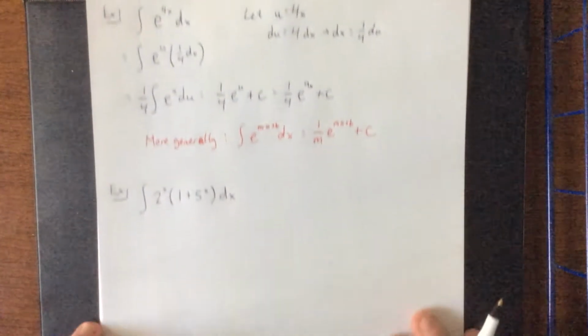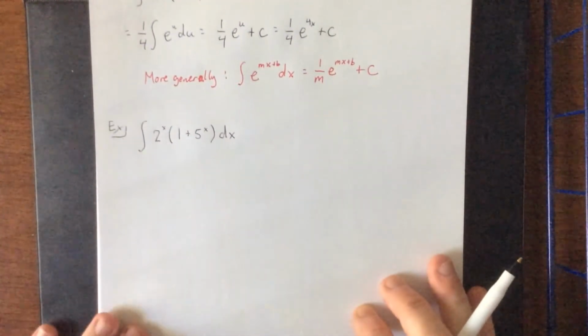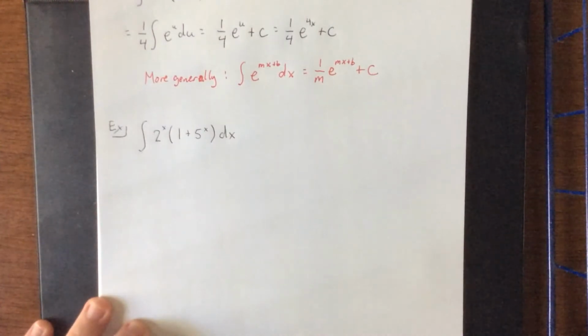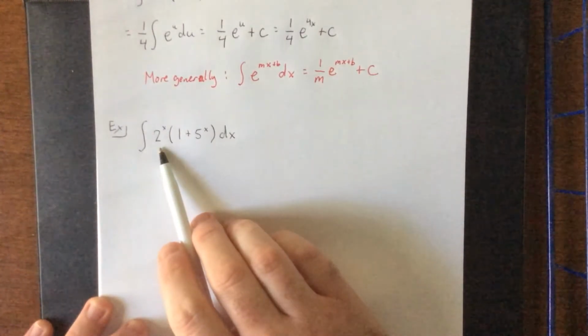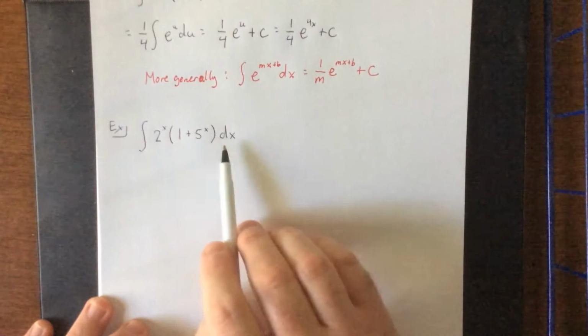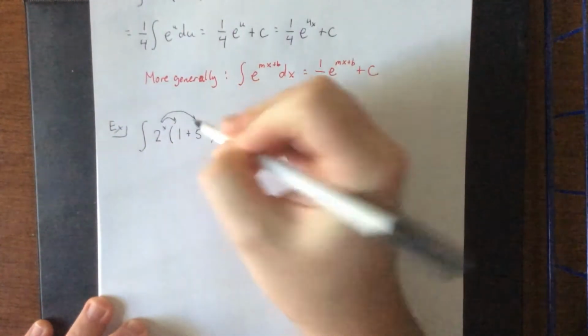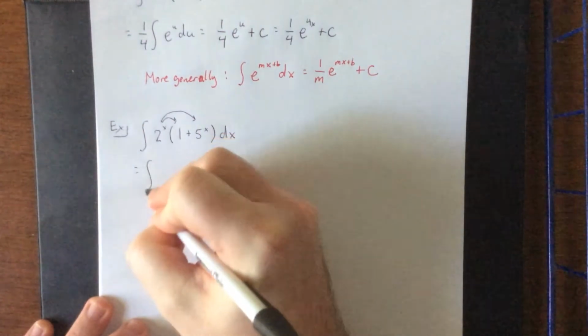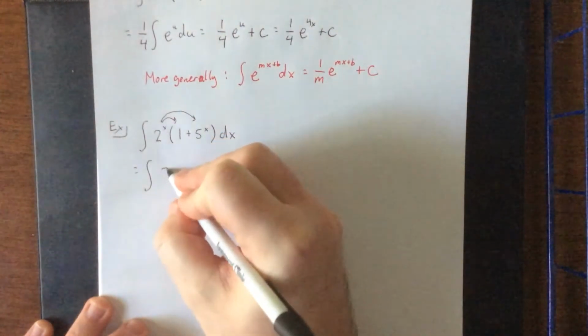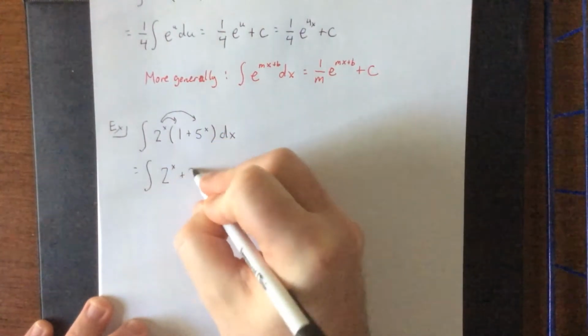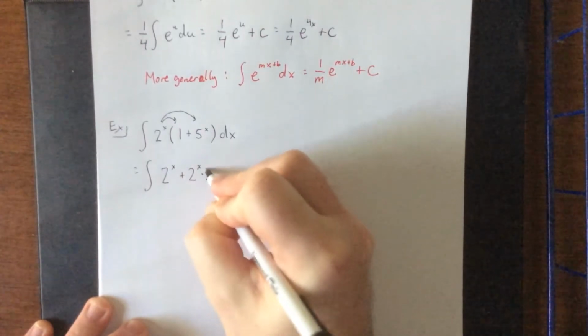All right, next example. This time we're going to be dealing with some exponentials that are not base e. We have the integral of 2 to the x times the quantity 1 plus 5 raised to the x dx. Now, we don't have anything for taking the integral of products at this point, but we will be getting to that early on in Calc 2.